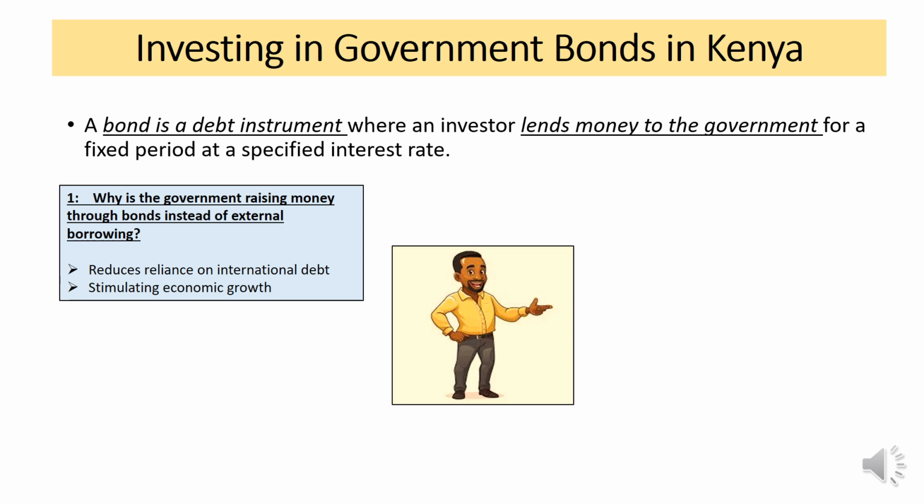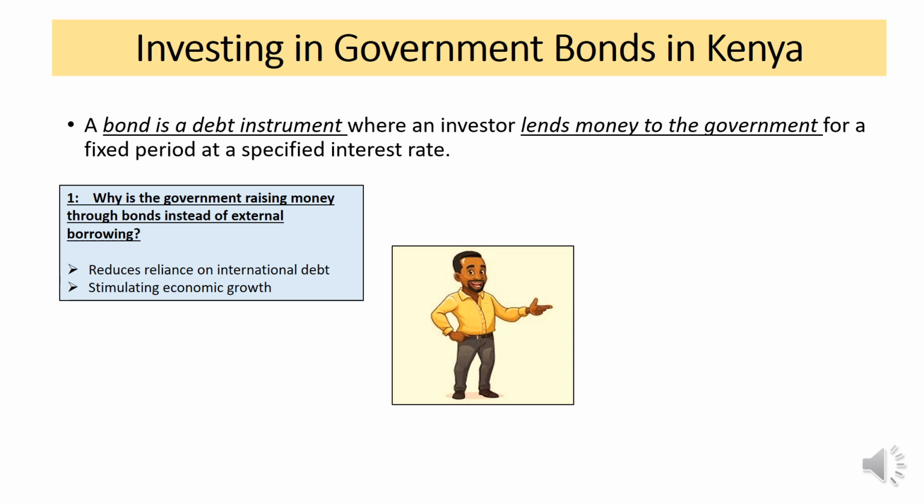And the answer to this is when a government floats a bond, it is trying to reduce reliance on international debts. It is not every time that when we want money, we go borrowing from World Bank, we go borrowing from China, we go borrowing from IMF. It is actually prudent for a government to raise money through bonds as opposed to going to borrow. So that is the first reason. A government floats a bond so that it can reduce reliance on international debt.